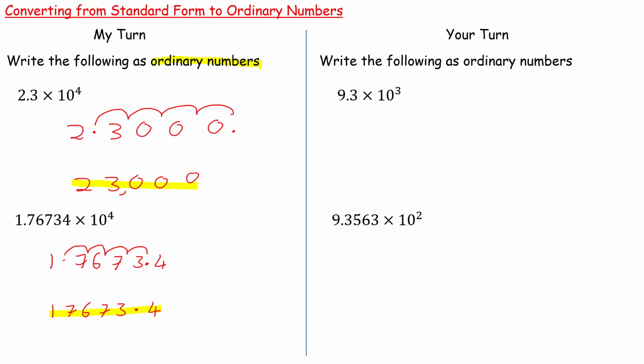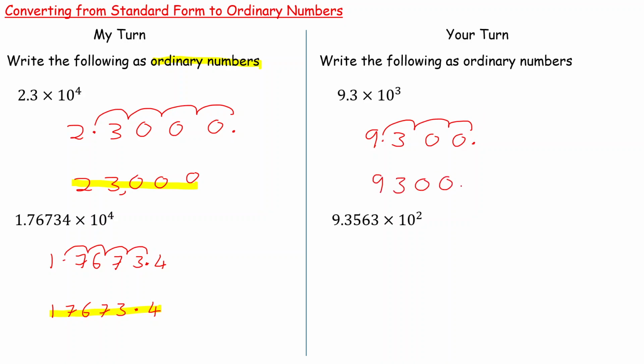Okay, so hopefully you've had a go at those. Let's go through these two. So again, your first number is 9.3. You're timesing it by 10 to the power of 3. So your point is moving up by 1, 2, 3 spaces. There we go, it goes there. You fill in these gaps with zeros. So we get 9, 3, 0, and then 0.